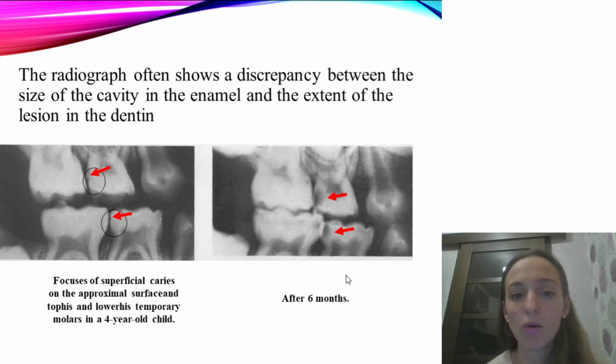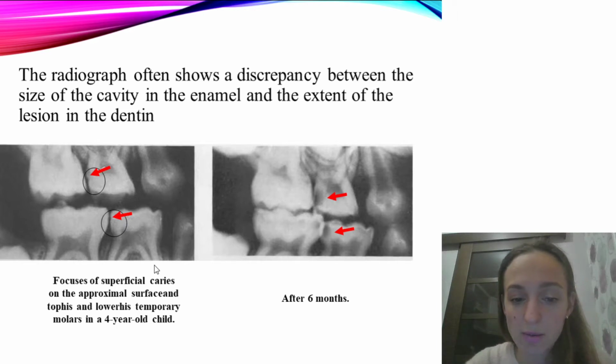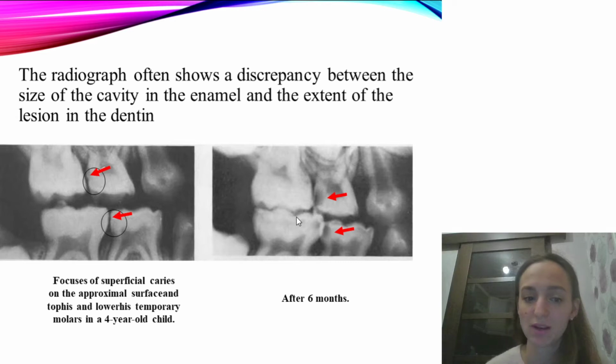The X-ray often shows a discrepancy between the size of the cavity in the enamel and the extent of the lesions in the dentin. So here are focuses of superficial caries on the proximal surfaces of temporary molars, and after 6 months you can see such a picture. So proximal caries is a very quick process.